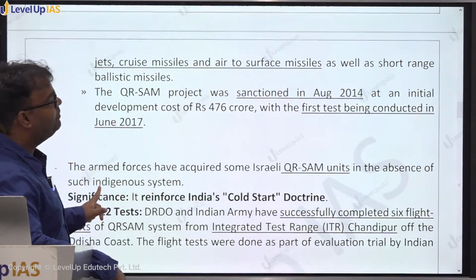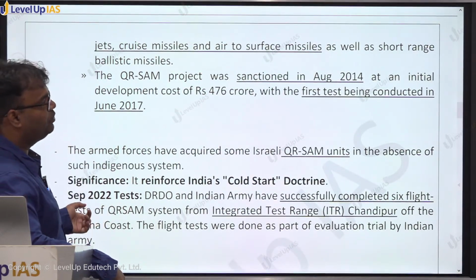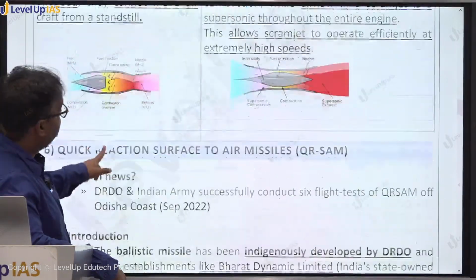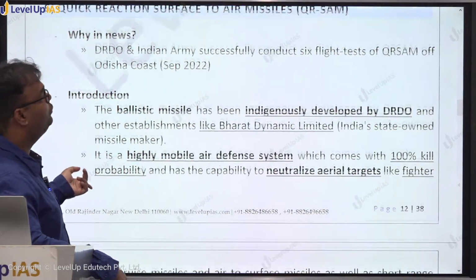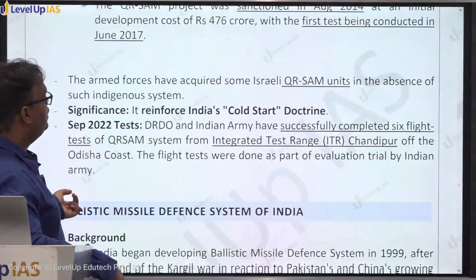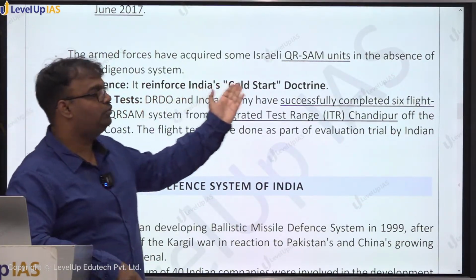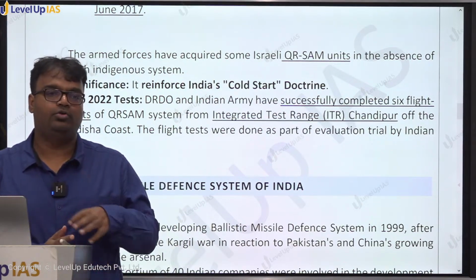The QRSAM project was sanctioned in August 2014 at an initial cost of 476 crore and the first test was conducted in June 2017. Even in September, its test had just happened. DRDO and Indian Army successfully conducted 6 flight tests of QRSAM off the Odisha coast. Significance: it reinforces India's cold start doctrine. Now what is this cold start doctrine?